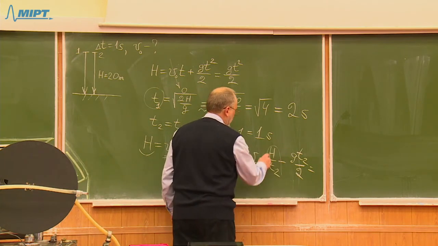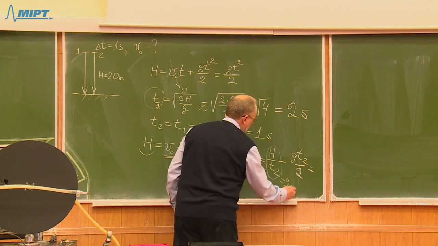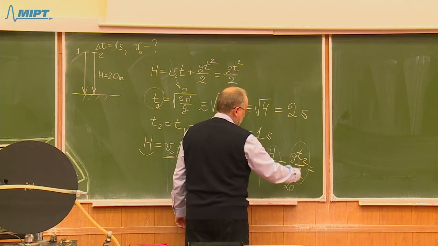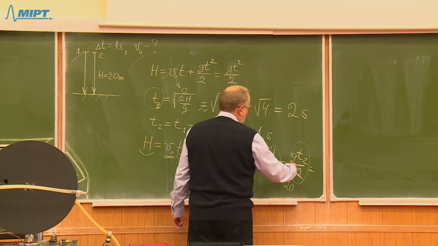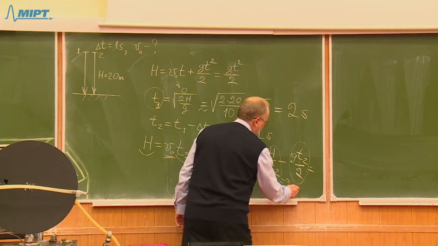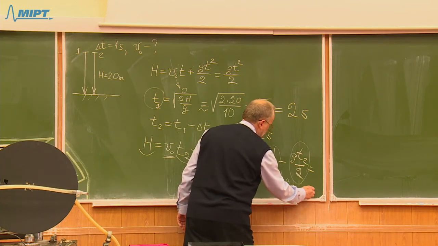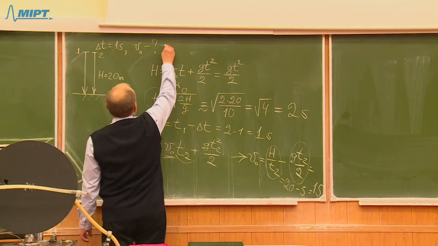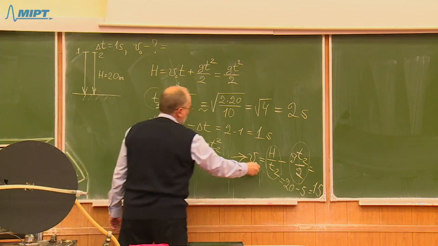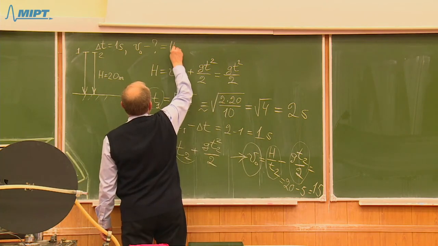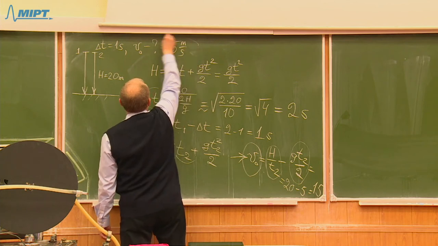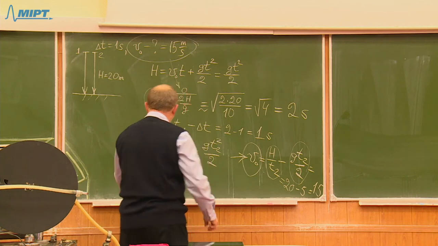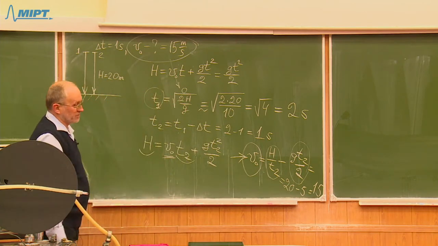So the first term equals 20. And the second term is 10 meters per second squared divided by 2 and multiplied by 1 second. That will be minus 10 divided by 2, which is 5. So the result is 15. We have found that the initial velocity, v0, was 15 meters per second. That's the answer to the first problem, and the solution is based on well-known kinematic formulas.